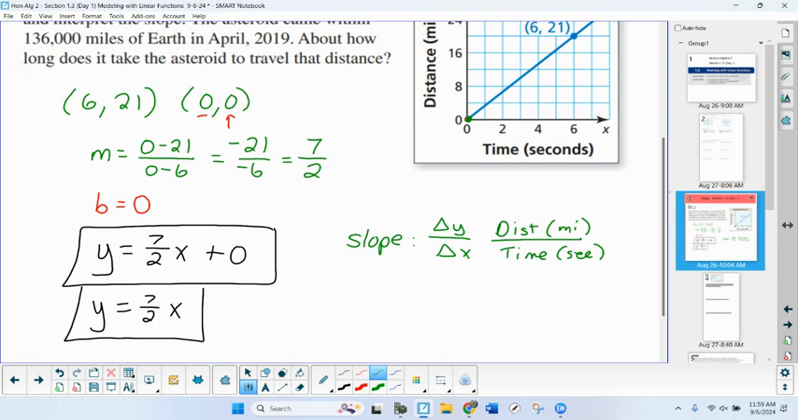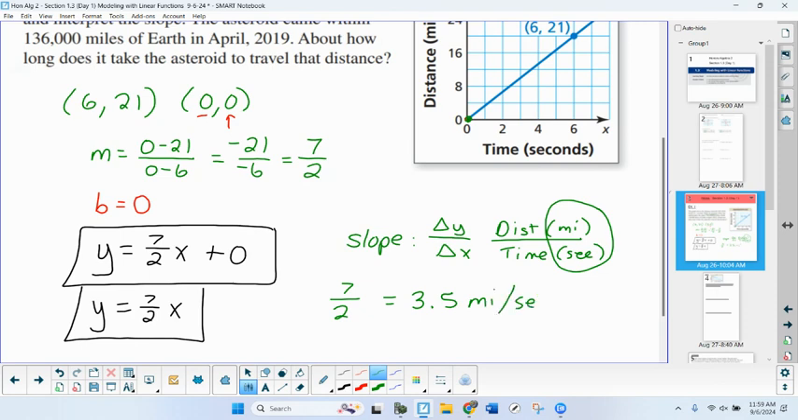Well, my slope was 7 over 2. Now, you wouldn't really tell me that it went 7 miles every 2 seconds. If you're telling me how fast something is traveling, you're not going to say it goes 7 miles every 2 seconds. So let's go ahead and divide 7 by 2. What is 7 divided by 2? 3.5. So that would be 3.5 what?